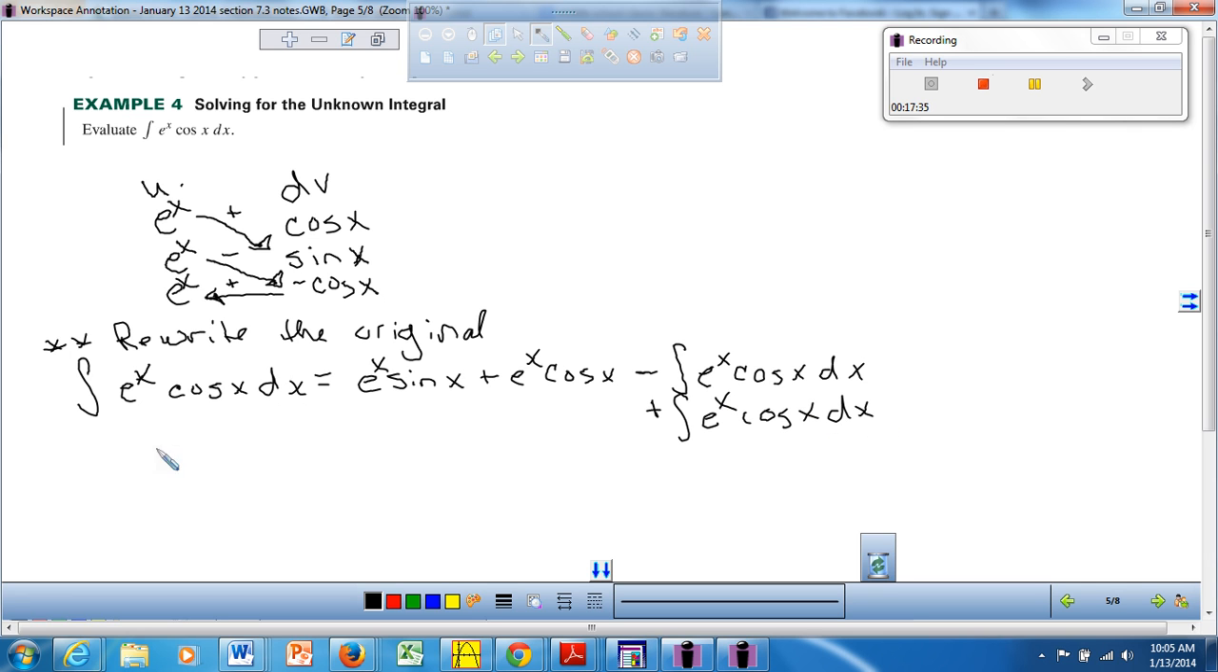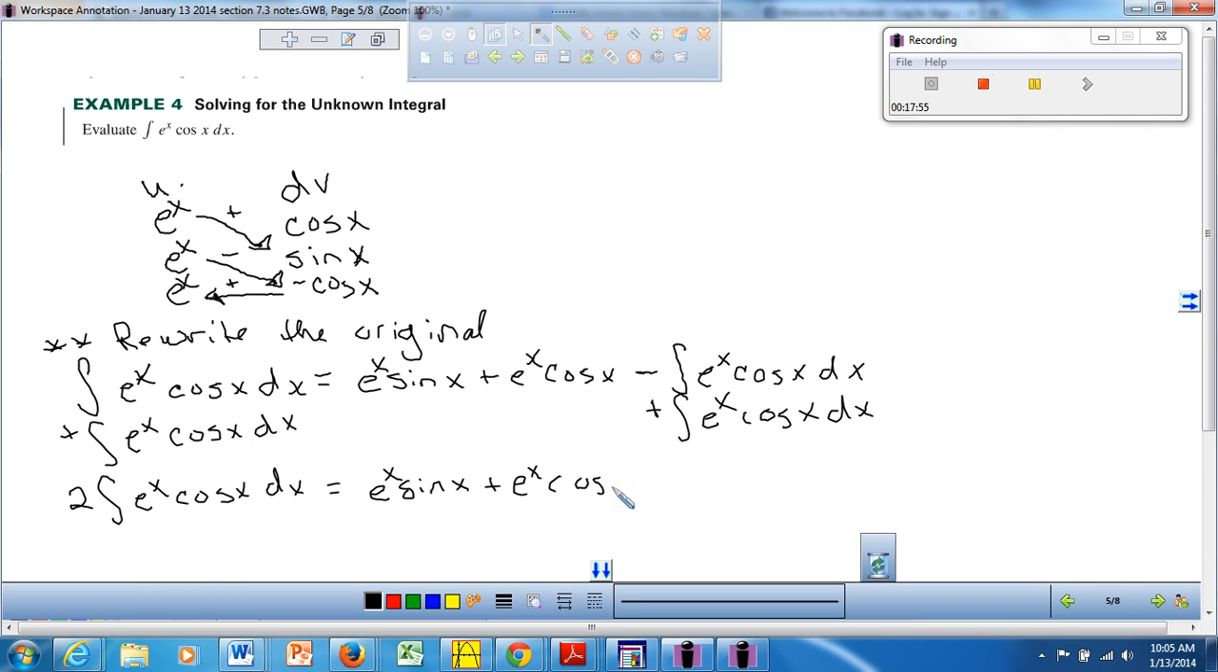So now I have two of those integrals of e to the x cosine x dx equal to that right side, e to the x sine x plus e to the x cosine x. And finally, what can I do? Divide by 2. And we remember in the end, plus c. And there's our solution.